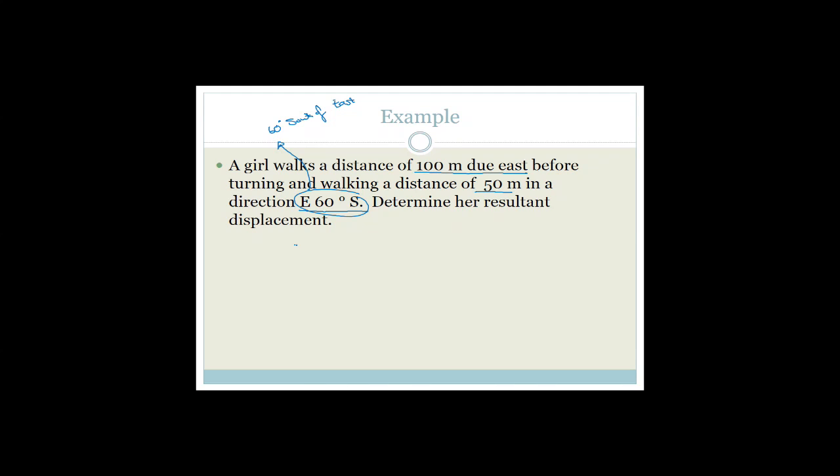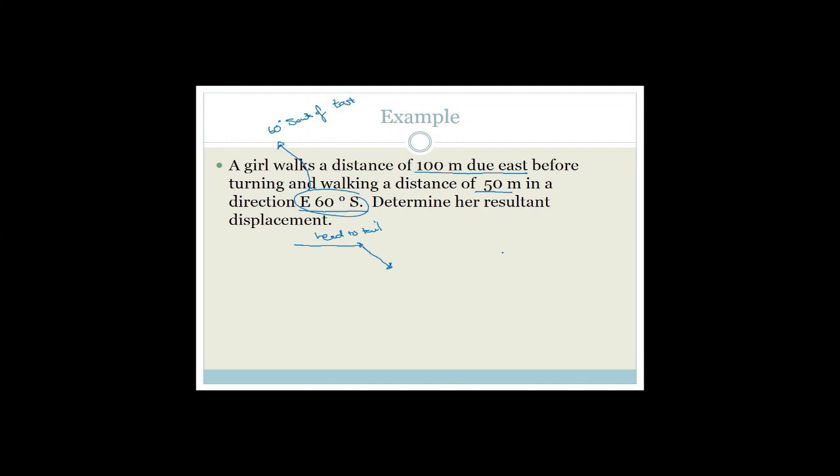So a girl walks 100 meters east. Okay, and then she walks another 50 meters at 60 degrees south of east. So she walks this way, 60 degrees south of east. But this is the head to tail method. I want to show you how to draw it using the tail to tail.